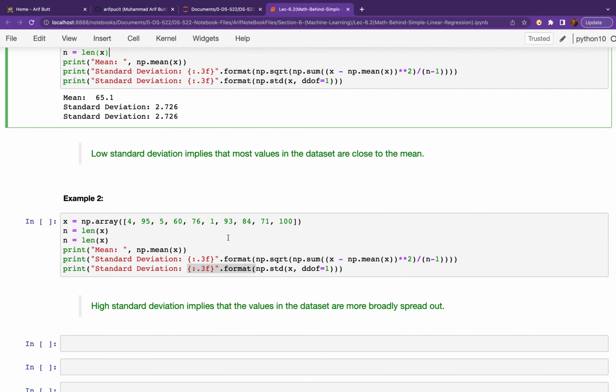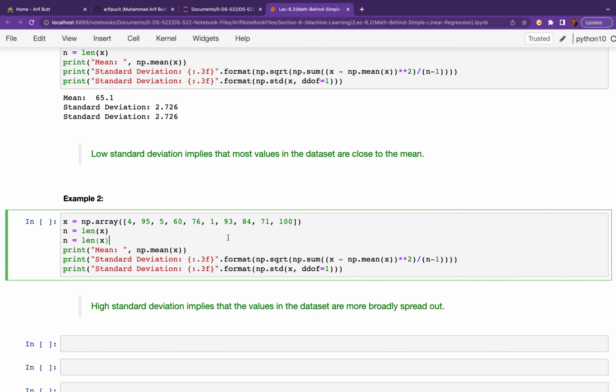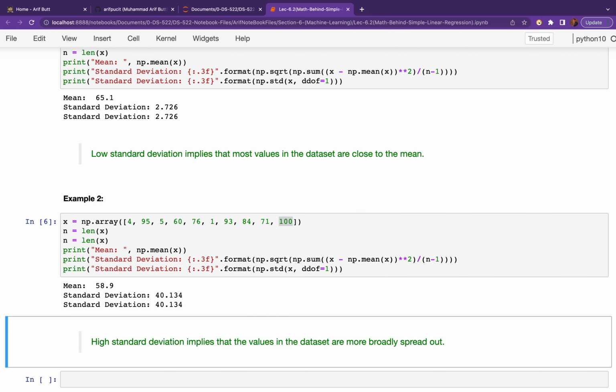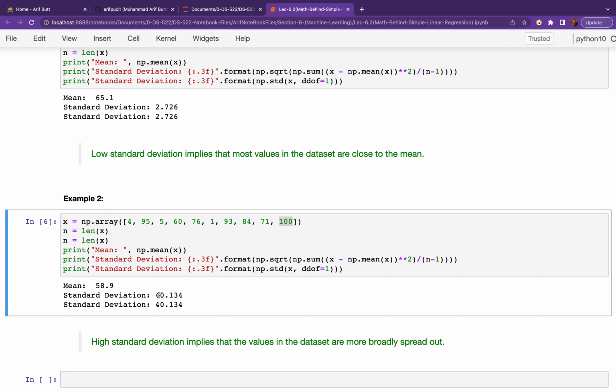Fine. Let's see this example now. Once again, we have 10 random observations which are quite spread in range, this time from 1 to maybe 100. And let me execute this code and see the mean and standard deviation. This time the mean is 58.9 and the standard deviation is quite high, that is 40, showing more spread of the data from the mean. My dear students, if you are new to this, I recommend that you should do this math using a copy and a pencil for a crystal clear understanding.